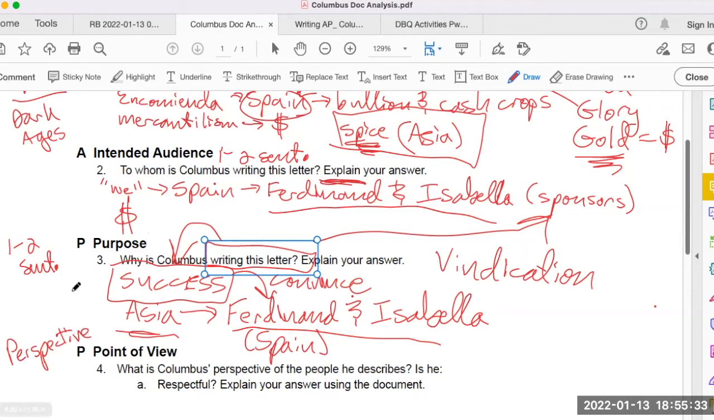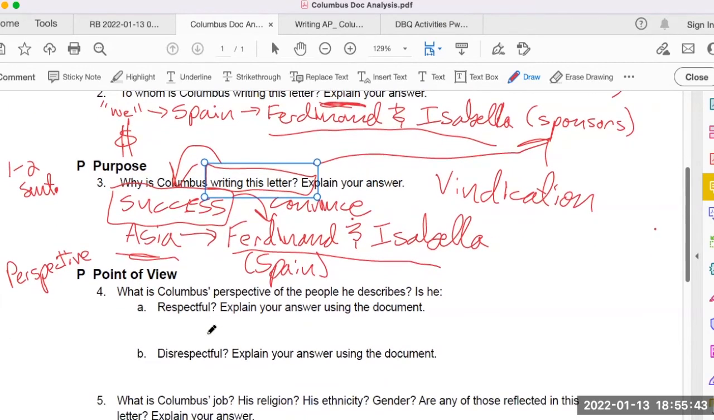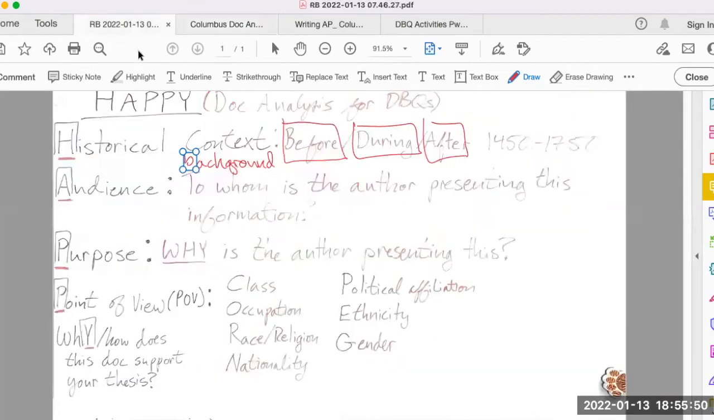What is the perspective and the potential bias of the author of this document? Well, we know that he is writing about the Taino people. And if we're going to look at his point of view in 1 to 2 sentences, we have to address the abbreviation CORNPEG. What is Christopher Columbus's class? What is his occupation, his race, religion, nationality, political affiliation, ethnicity, or gender?